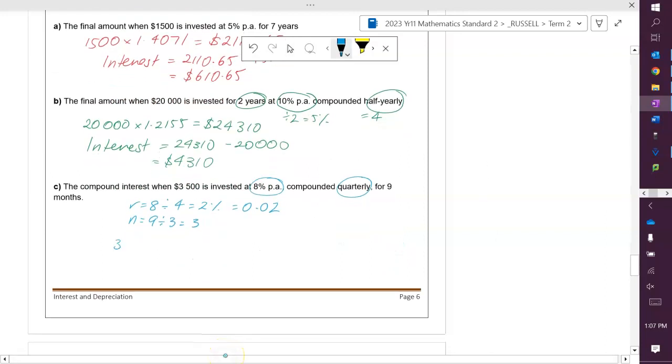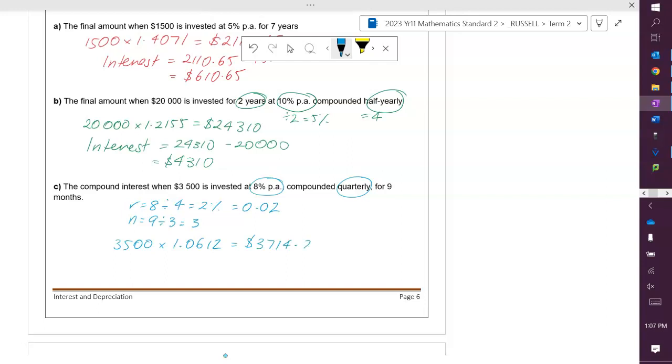So if we set it up, we have 3,500 times 1.0612, which gives us 3,714.20. So our interest is again subtracting those amounts. Gives us $214.20.